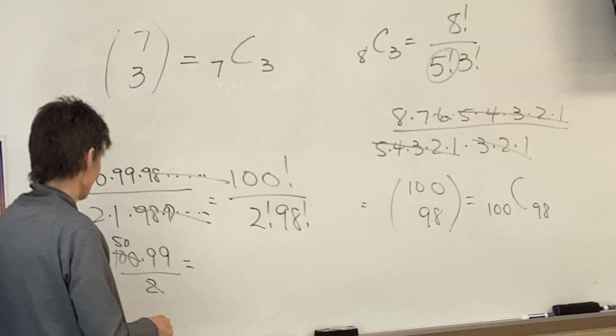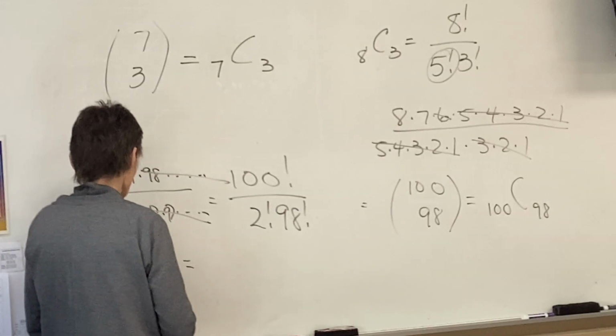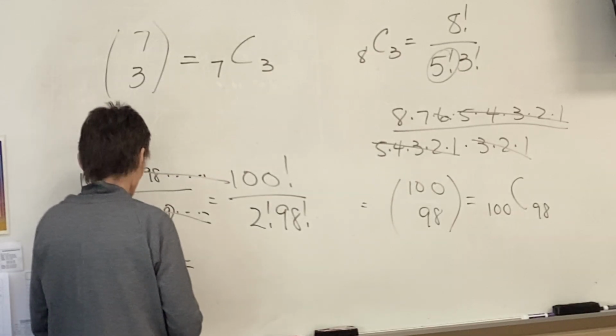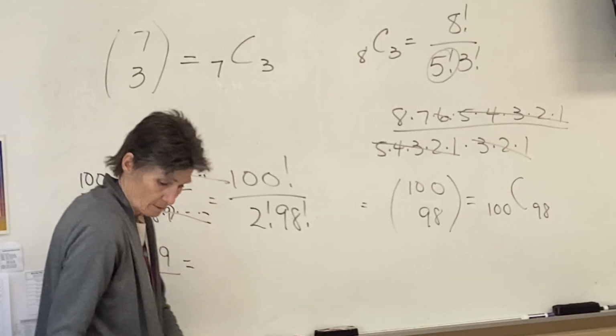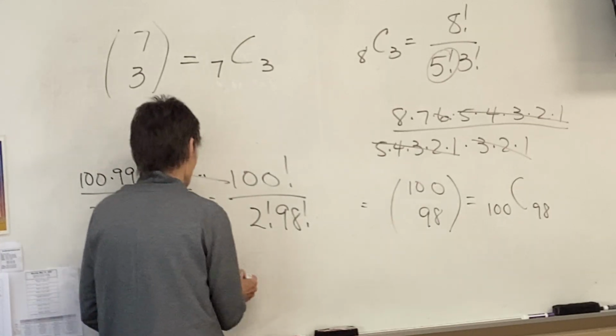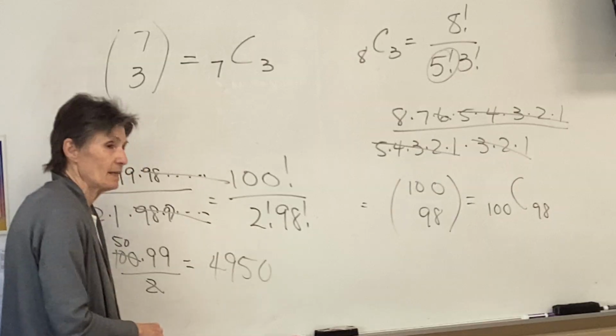So what is that? 50 times 99. 4,950. I know, I should be able to get my head around that. 4,950. Thank you.